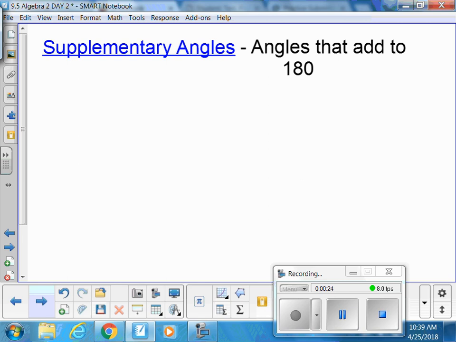Alright, go ahead and write down what a supplement is. You learned this back in middle school. But a supplementary angle would be, well, two supplementary angles would be two angles that add up to 180 degrees.